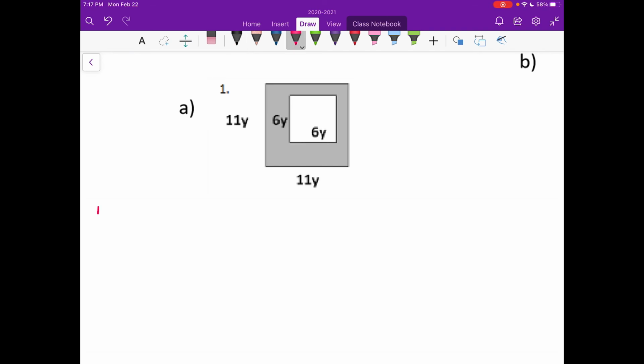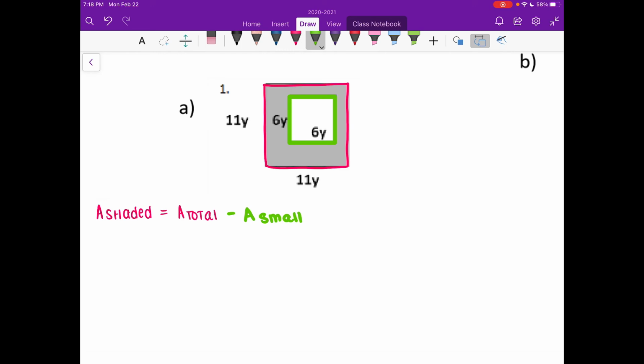We know that the area of the shaded part is equal to the area of this entire square, right? Minus, so area total. I always write it as area of total. You can write area of entire, you can write area of big, whatever you want to do. Area of the total minus the area of this tiny square in here, right? So minus area small or green, whatever you want to do, right? Because we want to know how much space the shaded area takes up, and the area inside is unshaded.